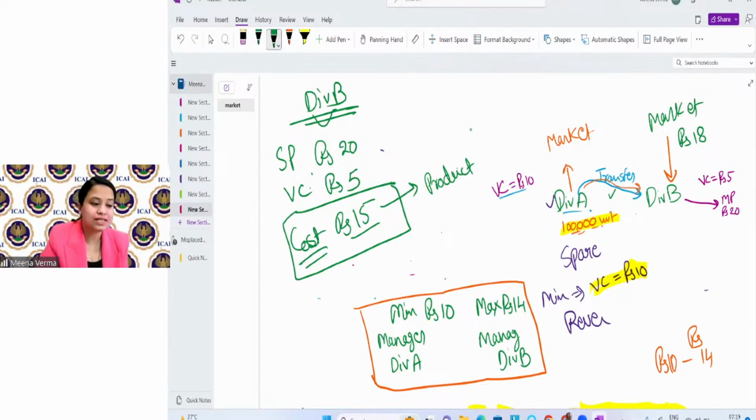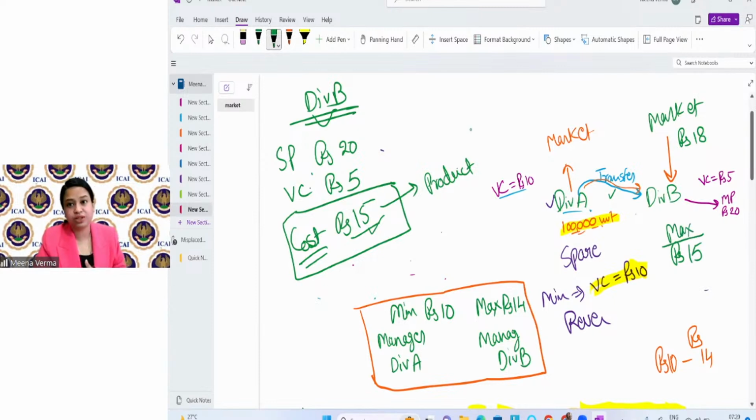Okay? So he is saying, see, maximum I can pay 15, at which I have no profit, no loss. But I will not go below, I will not pay more than this amount. Otherwise, my division will have a loss. So what will happen? The manager of division B will be willing to pay a maximum of rupees 15. He will pay at most this amount.